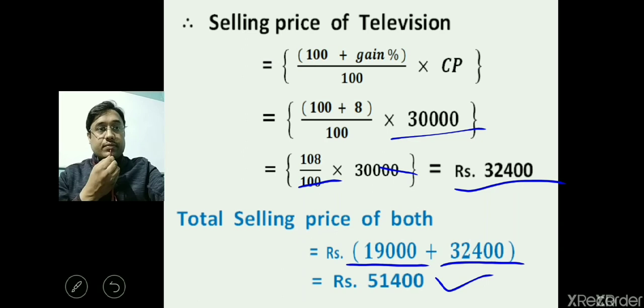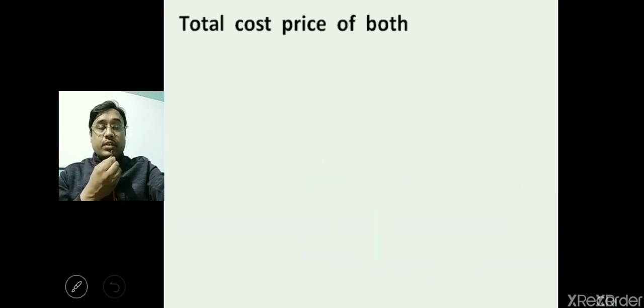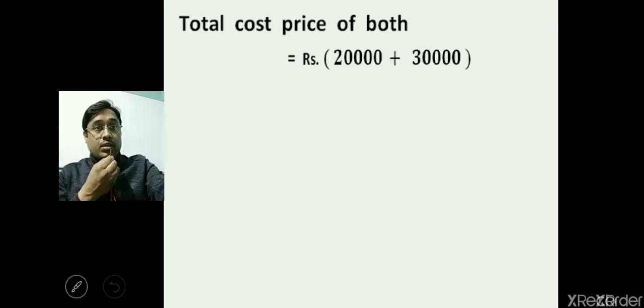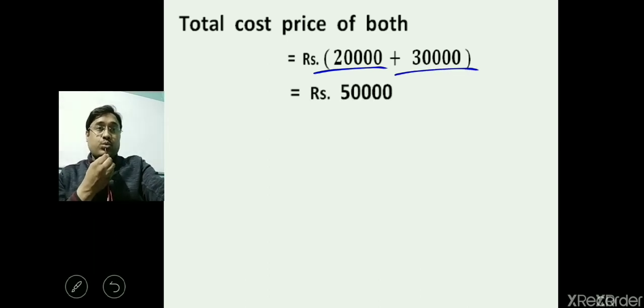Now you will write the total cost price of both. It is given in the question that 20,000 is the cost price of the washing machine and 30,000 is the cost price of the television. So you will add that. The total cost price of both is 20,000 plus 30,000, that means 50,000. And just now you have got the total selling price, 51,400, that is 19,000 plus 32,400, in the previous step.